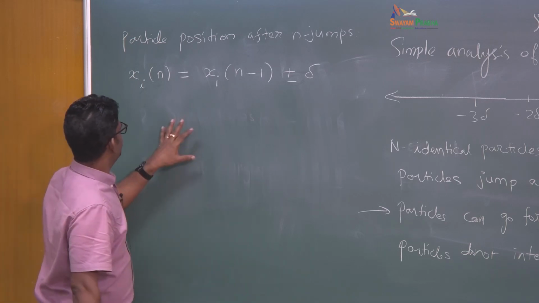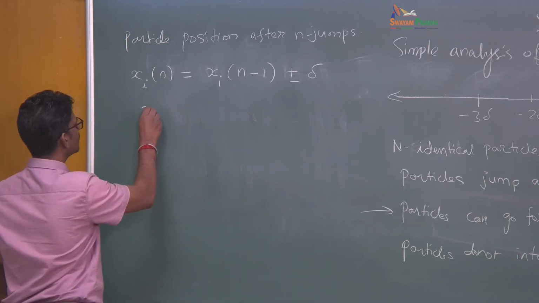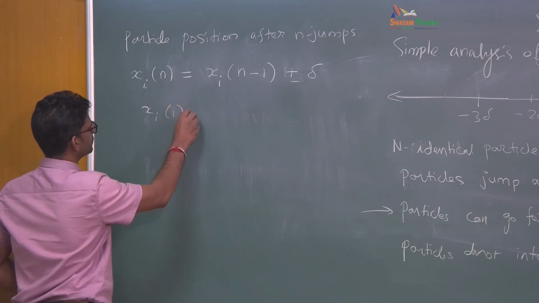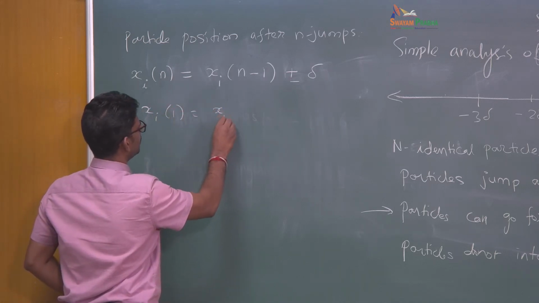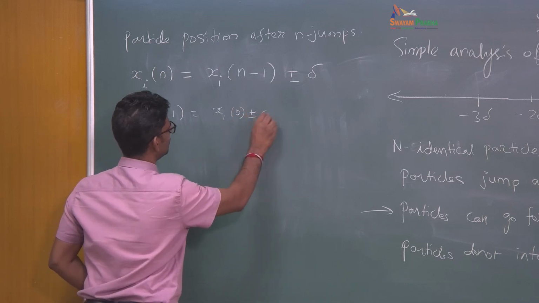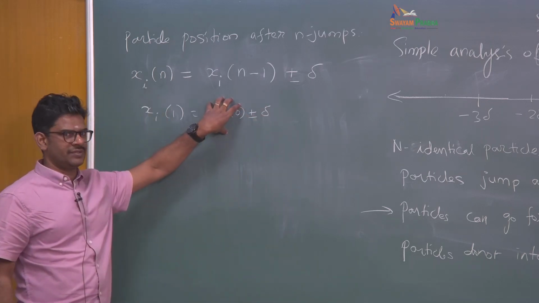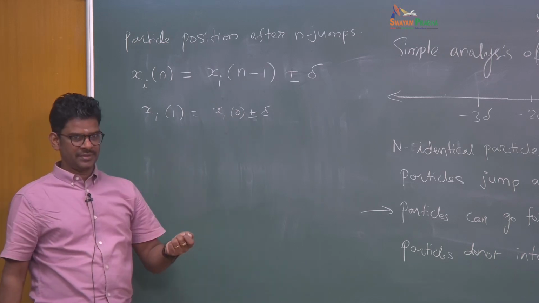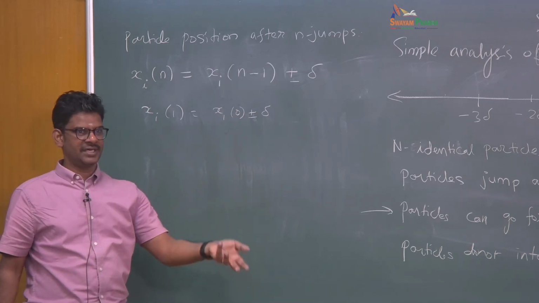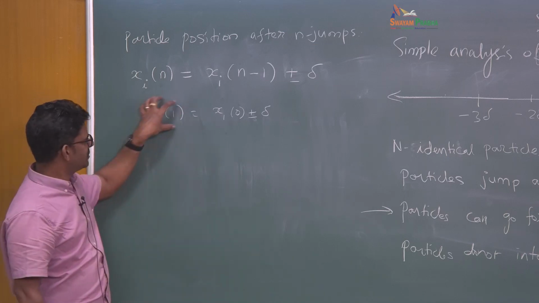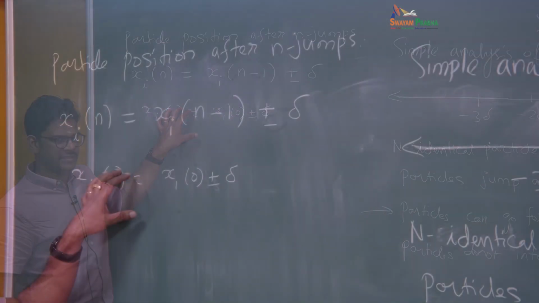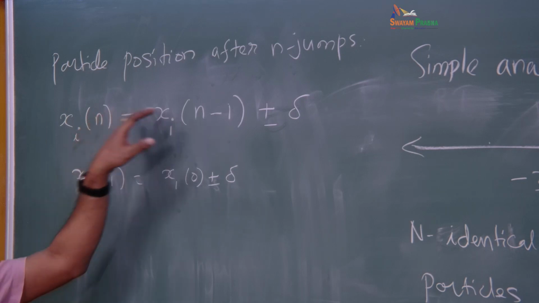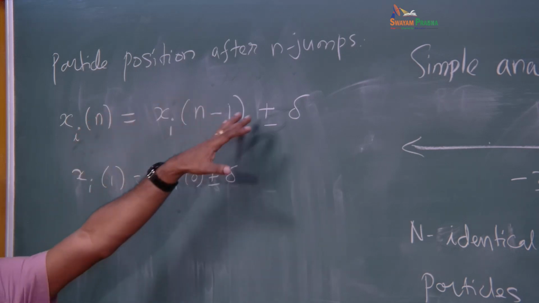So for example, you can say that xi 1 would be xi 0 plus or minus delta. This is the initial position, which is the origin. If you look at the particle after the first jump, it could be either at plus delta or at minus delta. This statement is for the first step. When you extend this to n steps, this is what you can write: the previous position plus or minus delta.